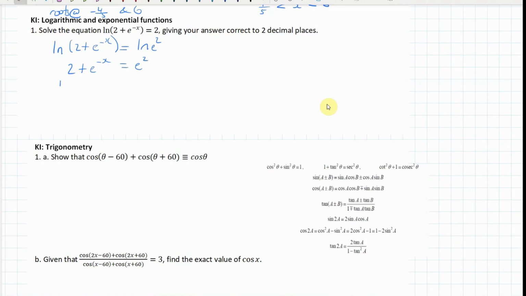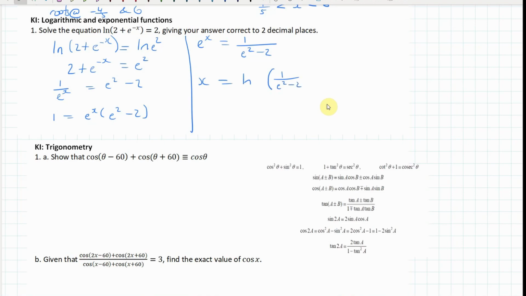I will rewrite this as 1 over e to the x equals e to the 2, and I'll subtract 2 from both sides. Then I'll say 1 equals e to the x multiplied by e to the 2 minus 2. Then I'll get e to the x by itself. e to the x equals 1 over e to the 2 minus 2. Then I'm going to take the natural log of both sides, which will give me x equals natural log of 1 over e to the 2 minus 2.